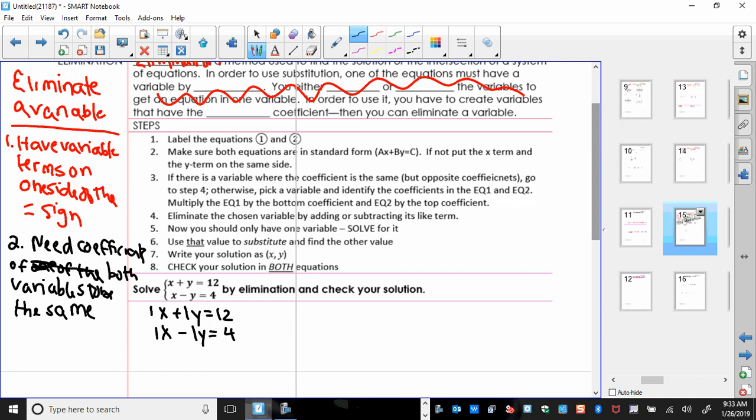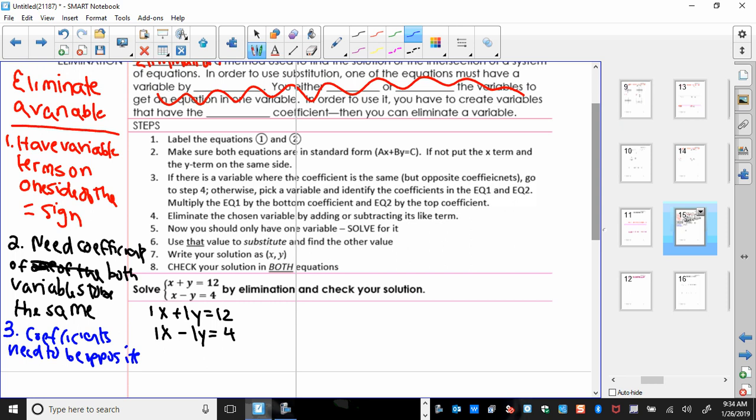The additional thing that you need here, number 3, is that coefficients need to be opposites in order to proceed with the steps of elimination. So we have variable terms on the same side of the equal sign. We have coefficients that are the same. And the third thing we need is the coefficients to be opposites. And if you look, 1y and negative 1y fit that need. So what do we do next?